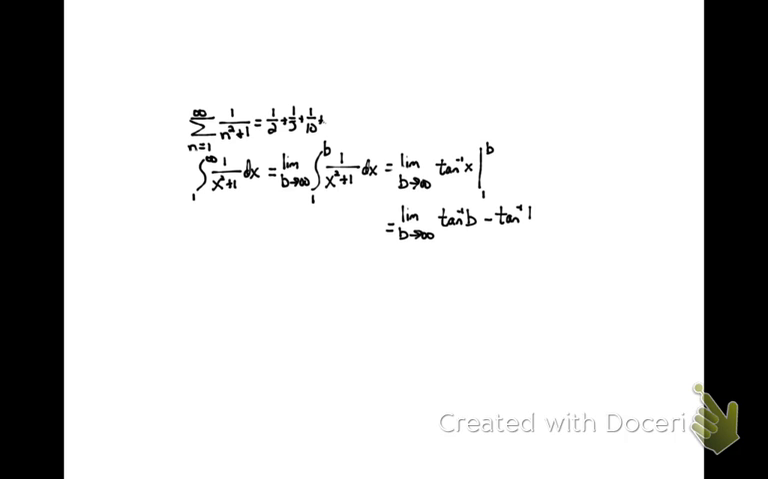As b goes to infinity, what angle has a tangent value of infinity? As we saw earlier, that's pi halves because of the graph. What angle has a tangent value of 1? You should know that that is pi fourths, and their difference is pi fourths. Because the integral converges to pi fourths, the series also converges. It doesn't necessarily converge to pi fourths, we just know for a fact that it does converge. Right, so all this is a signal of convergence, nothing more than that.